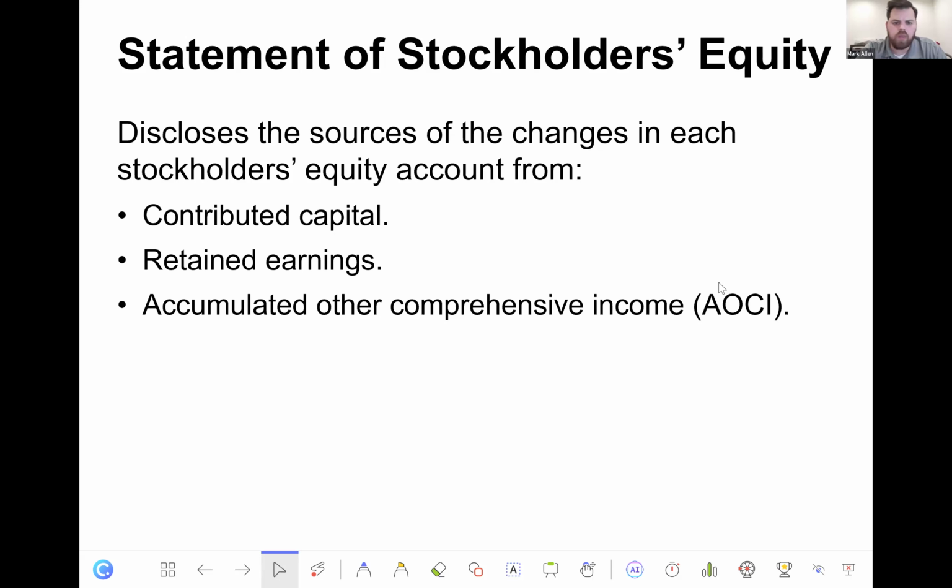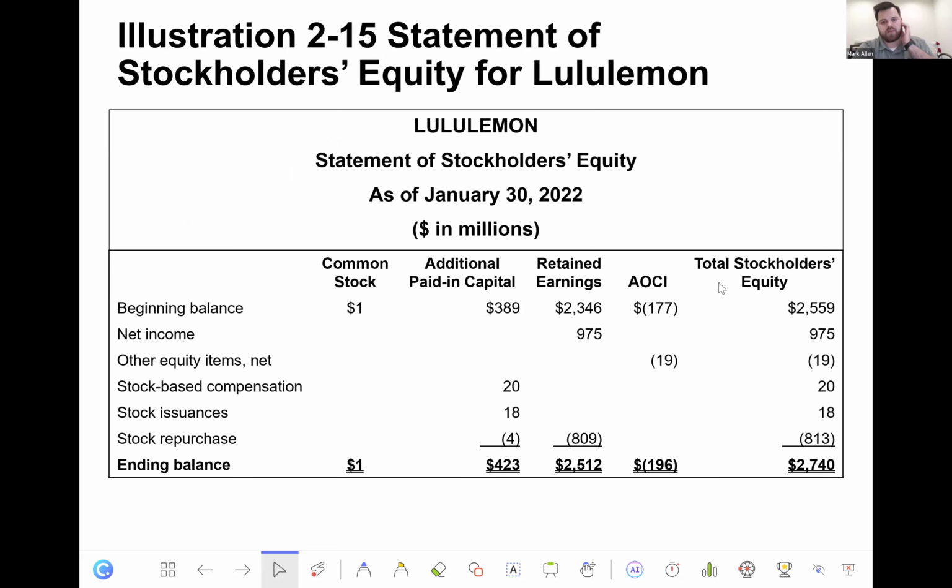So here is an example of the statement of stockholders' equity. Once again, for Lululemon, we can see a couple of things here. If we look initially, we see their beginning balance in common stock, very small, and their beginning balance in additional paid-in capital is quite large, at least in comparison to the common stock amount. And this is very common, as we talked about in class, because in many places it is illegal for companies to sell stock at a value below what is called the par value.